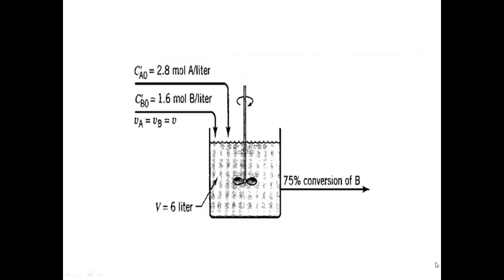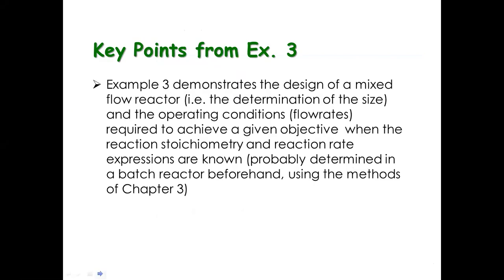So this is our example 3. And from this example, we are able to design a mixed flow reactor, and that is to determine the size and the operating conditions. In here, we have determined the flow rates required to achieve a given objective. In this case, the given objective is the conversion of the limiting component. Now you're provided with the reaction stoichiometry and the reaction rate expression. So in this example, you learn how to determine the volumetric flow rate of the stream that was processed by your mixed flow reactor.